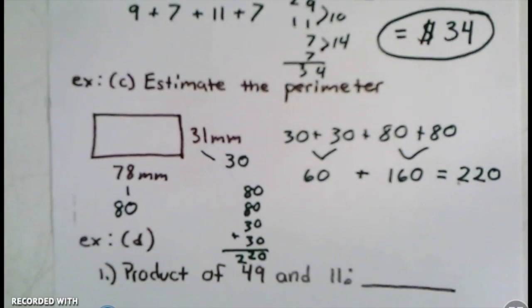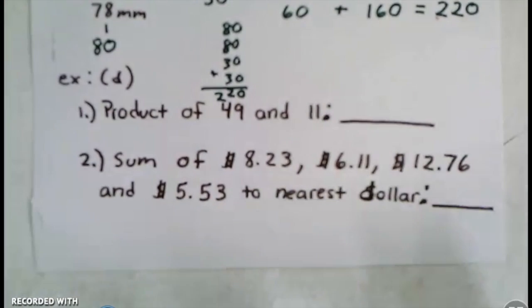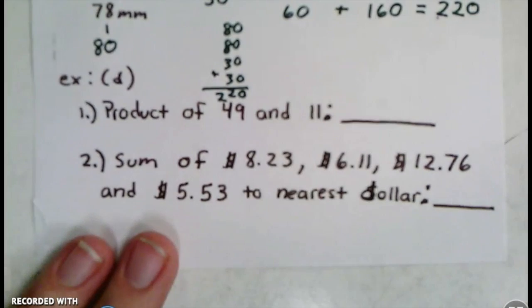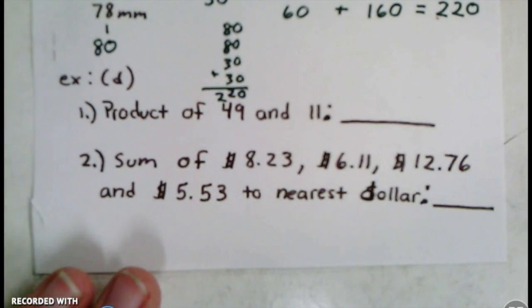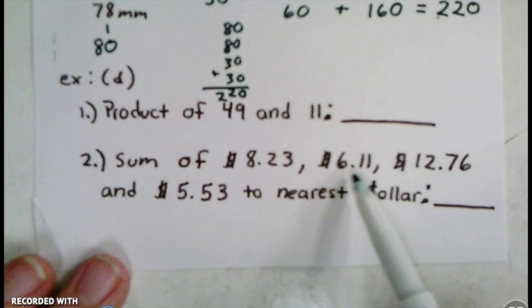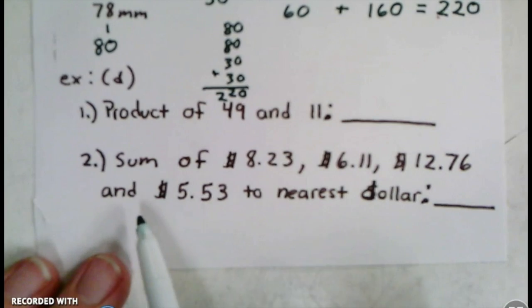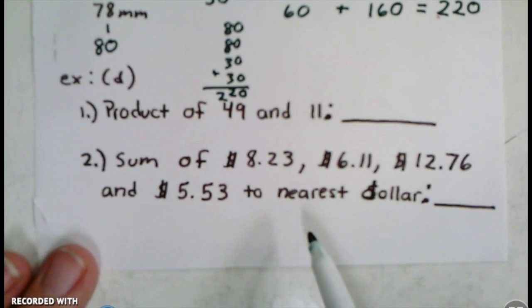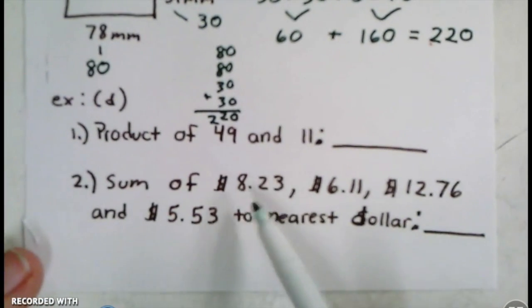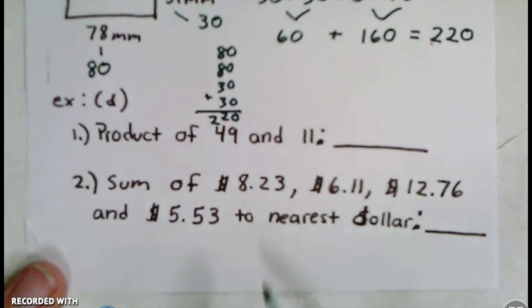Okay? So, here are the ones for you to show me what you know. What is the product of 49 and 11? I want you to round 49 and round 11 and then multiply those numbers. And it should be numbers that you can do in your head, please. What about this? Find the sum of $8.23, $6.11, $12.76, and $5.53 to the nearest dollar. Follow the same steps that we did here by rounding each dollar up or down, depending on if it's more or less than 50 cents, and then add them all up and write your answer there.